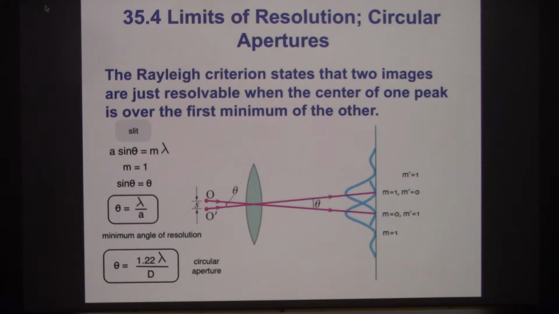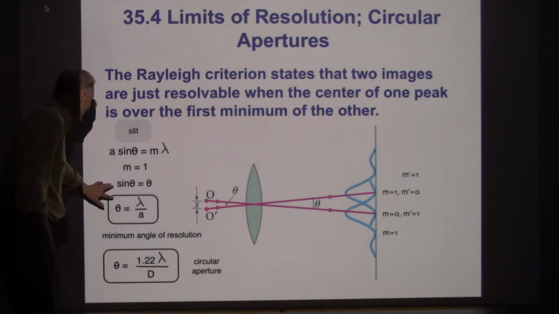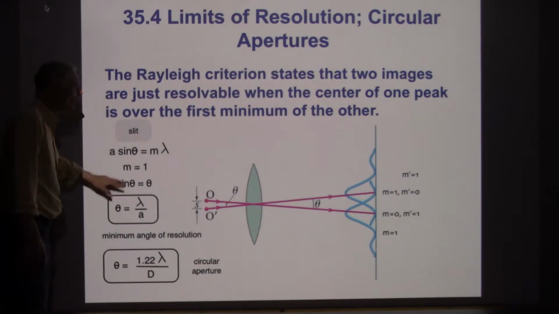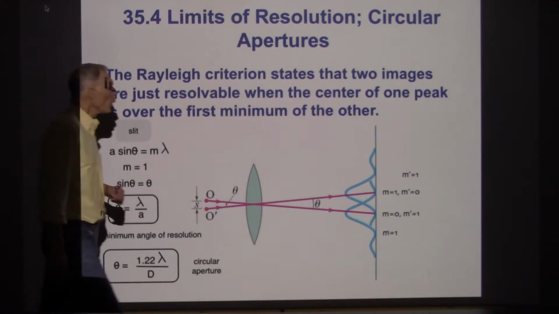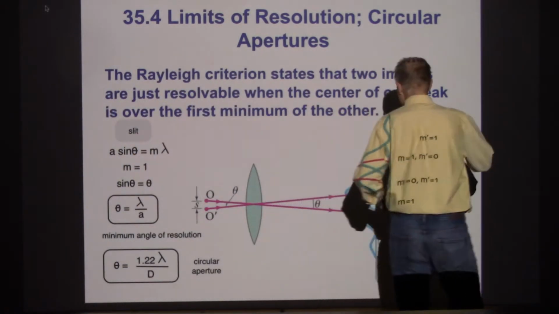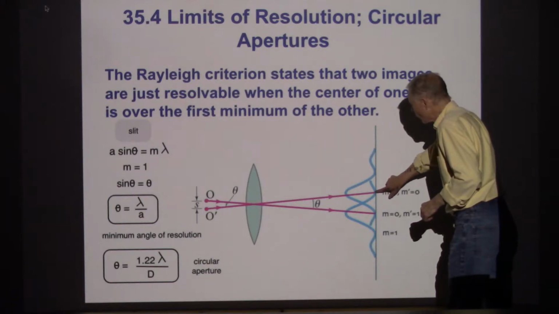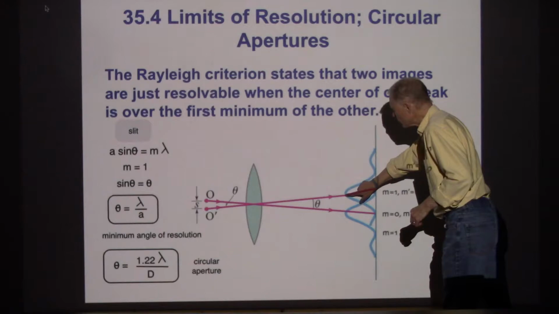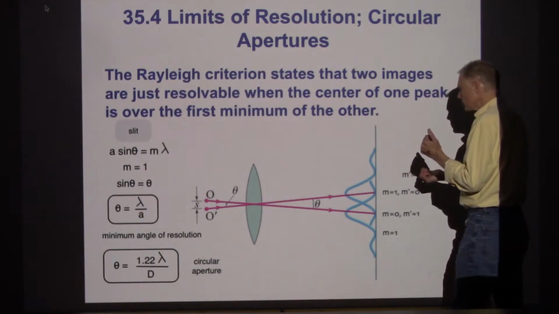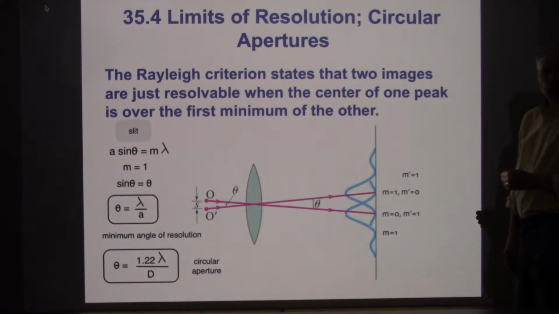So this is kind of an official definition of when we can resolve two images and when we can't. For two slits or for the circular aperture, for either one, what we say is when the zero from one of those overlaps with the peak of the other one, and vice versa, we are at the limit of resolution.